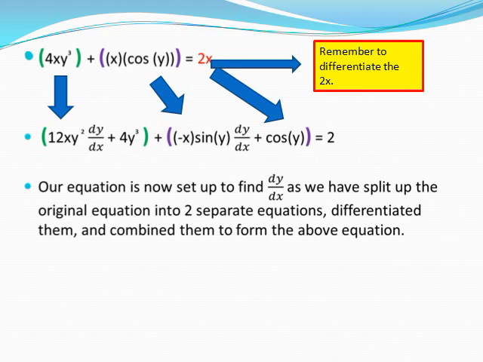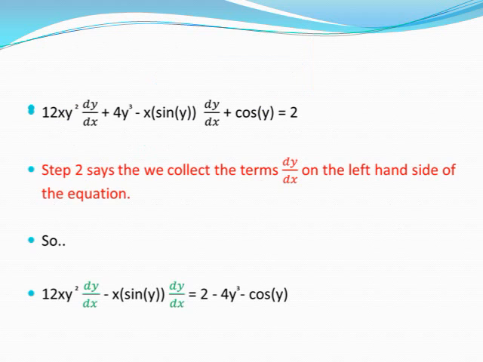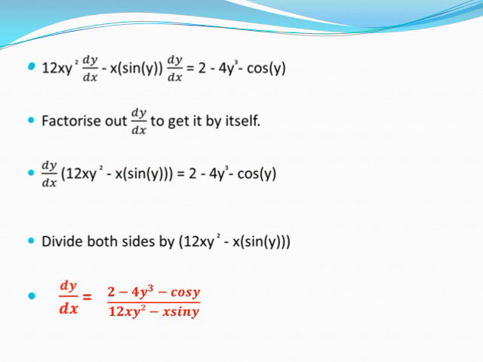So the next step is to take everything with dy/dx and move it to the left hand side and put everything else on the right hand side. So our new equation is 12xy squared dy/dx minus x sin y dy/dx equals 2 minus 4y cubed minus cos of y. We then take out dy/dx as a common factor, and we get dy/dx multiplied by 12xy squared minus x sin y equals 2 minus 4y cubed minus cos of y.